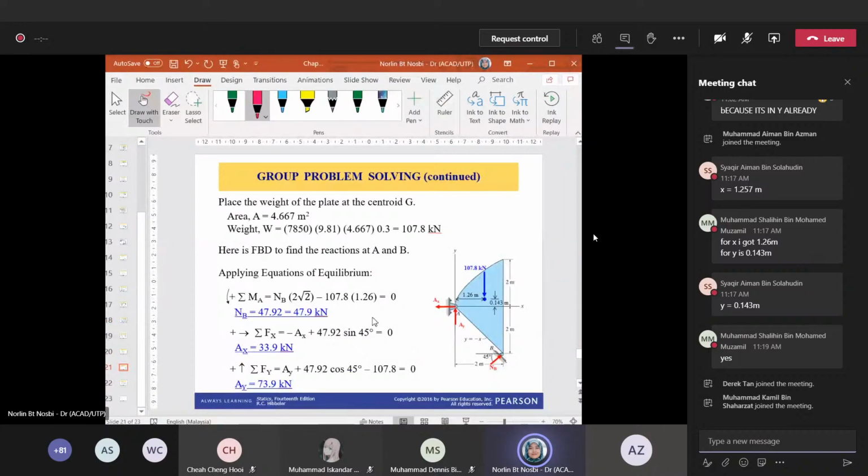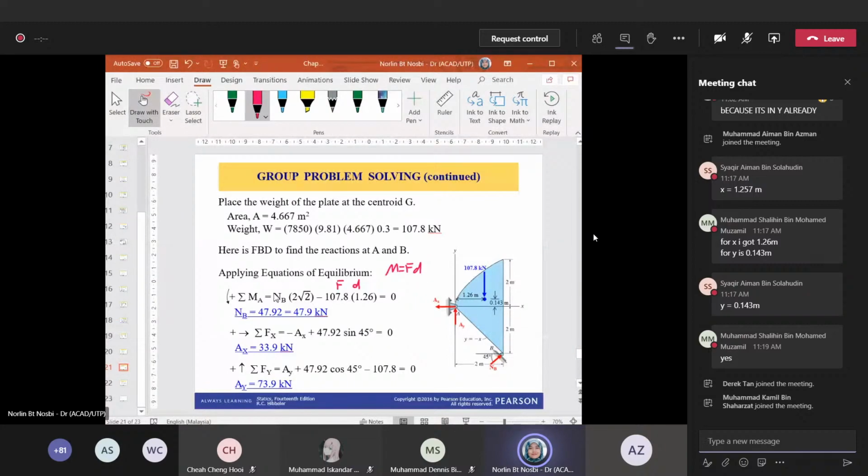Before you go further, you need to find the force of the plate. So what is the force or the weight of this plate? Because this must be W, right? So this one is equal to FD. Moment, do you all remember the equation for moment? Moment is equal to FD, right? Moment equals force times distance.